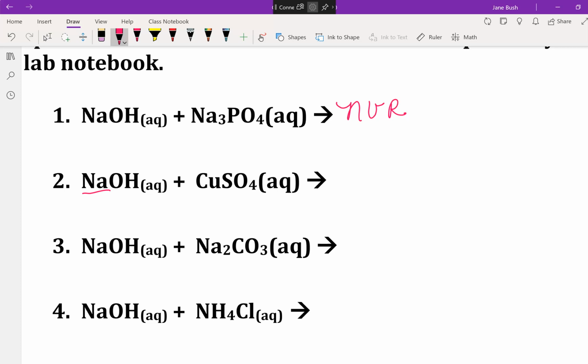Okay, potassium iodide and hydrochloric acid. If we switch places, we're going to have hydrogen iodide and potassium chloride. So this is another NVR. If the things that you're switching in the replacement are both soluble to begin with, it's going to be NVR. Well, just the cations. Those are both always soluble. So they're going to combine with the other thing, and they're still going to be soluble.